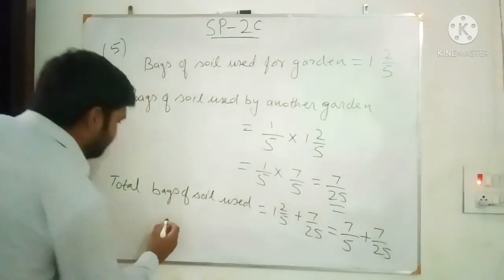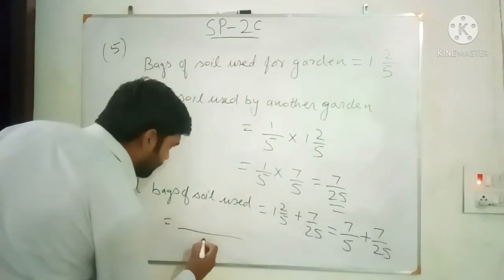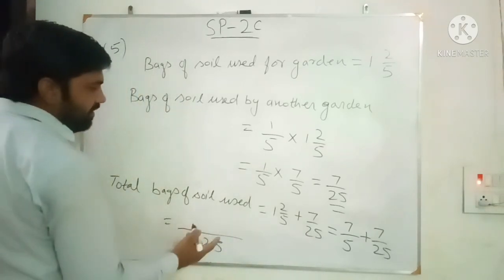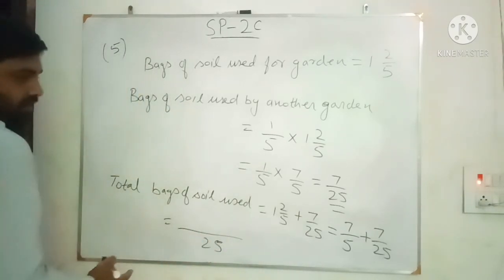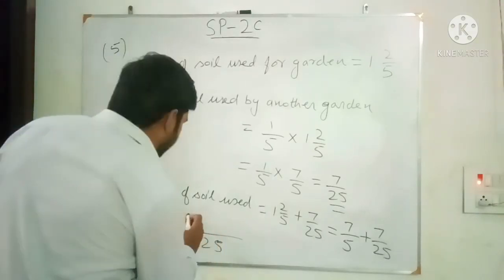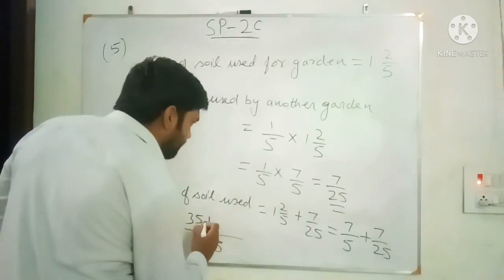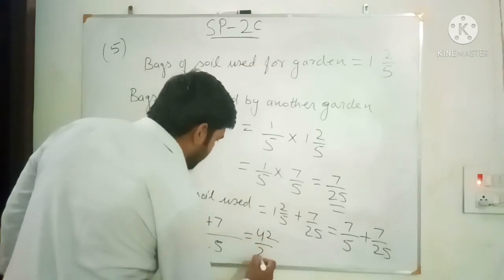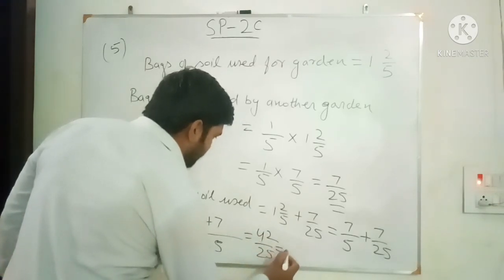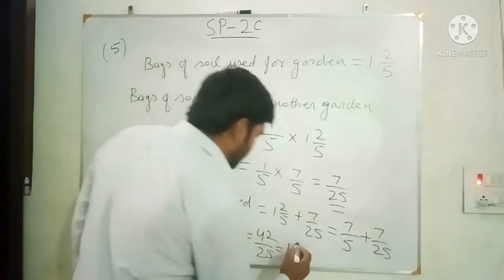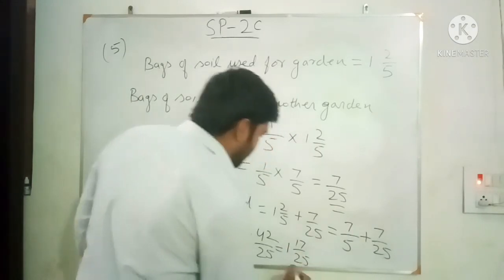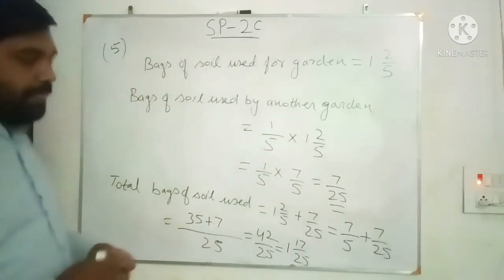Now we take the LCM. 5 and 25, LCM is 25. 5 5s are 25, 7 5s are 35. 35 plus 7, that is 42 by 25. 25 ones are 25, 17, so 1 17 by 25 bags. That is the answer: 1 17 by 25 bags.